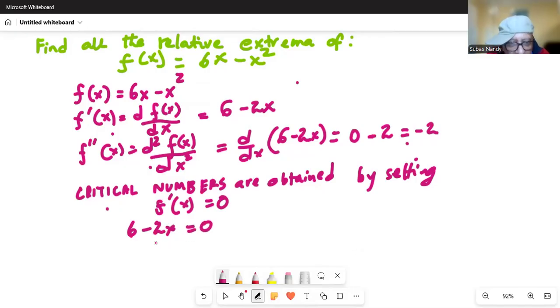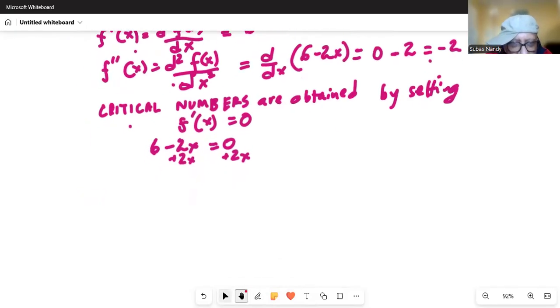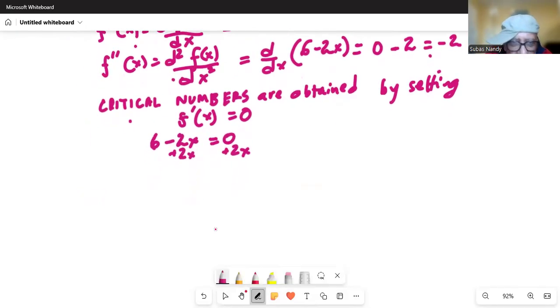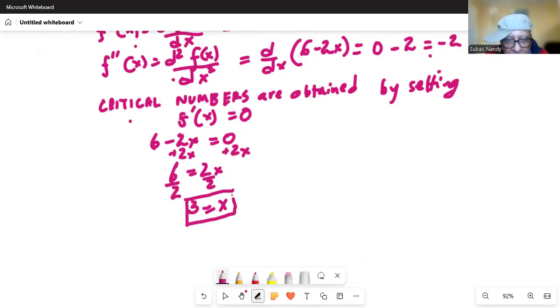So how do you solve this equation? You add 2x on both sides. So 6 is equal to 2x. Now we divide by 2 on both sides because I want to separate the constant term 2 from the variable x. So x is equal to 3. Now this is a critical number for this function, x equal to 3.